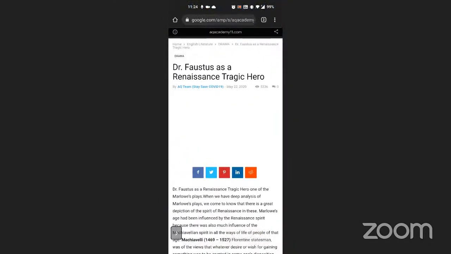Okay, so let's discuss. You can all open your page number 15. Till now, we finished the background of the literature of the 15th and 16th centuries. Even before that, I tried my best to give you a linking picture of it. Now we are going to deal with Marlowe, Dr. Faustus. I'm not going to read each and every line of this. You have to read it on your own.